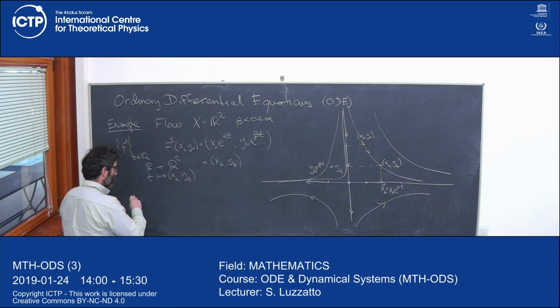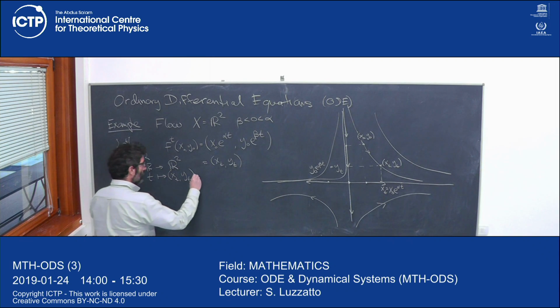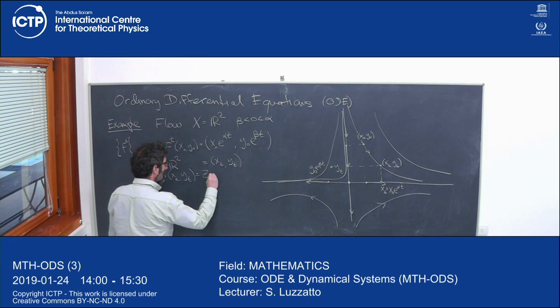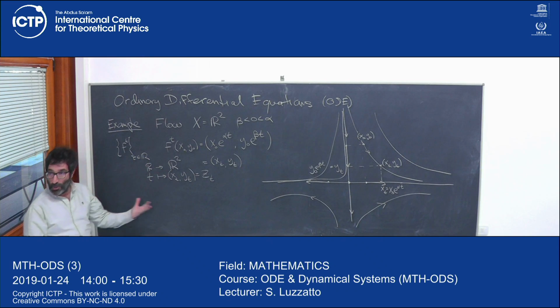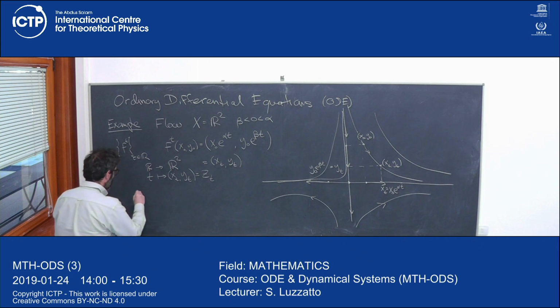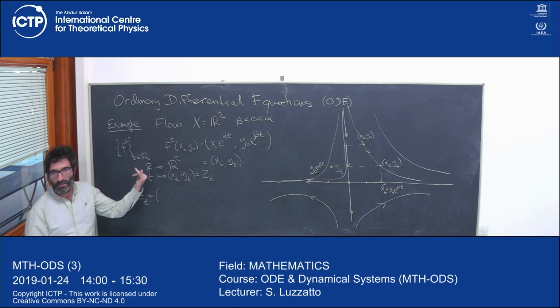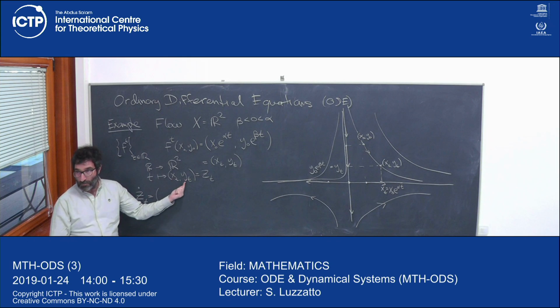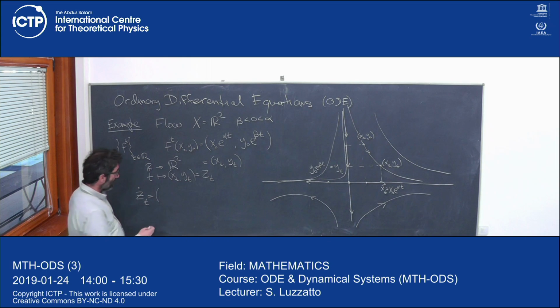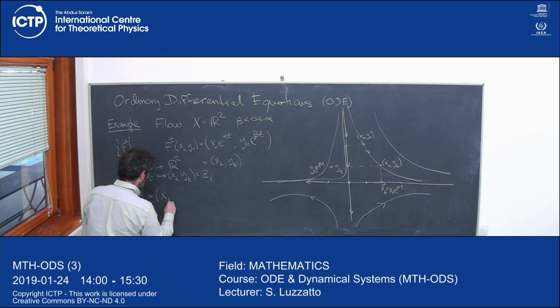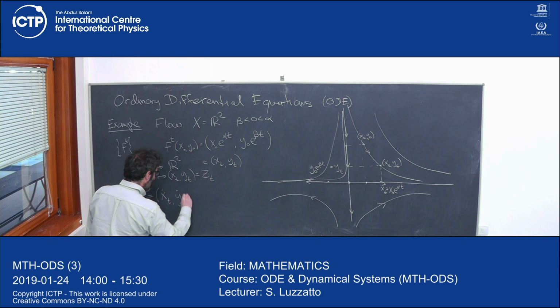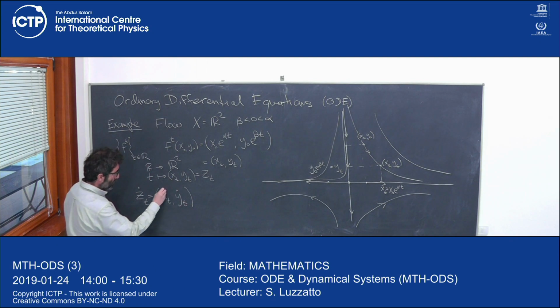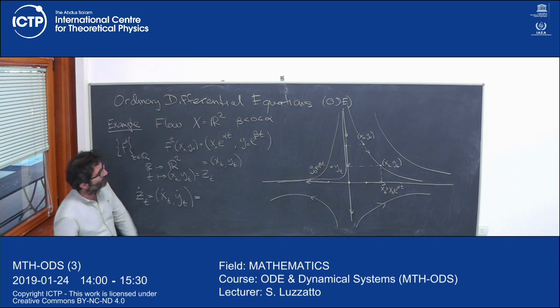So let's write this as z of t, this point. And so the derivative z dot of t is equal to, how do you calculate the derivative of this? These are the two components of this function, so we take the derivative in each component. The derivative will be a vector, so it's x dot of t, y dot of t, the derivative with respect to t, and this is equal to what? This is the function.